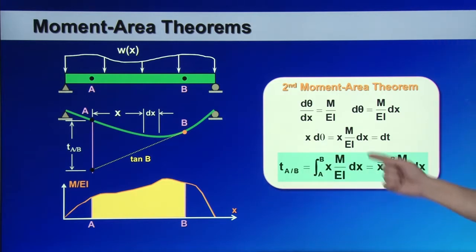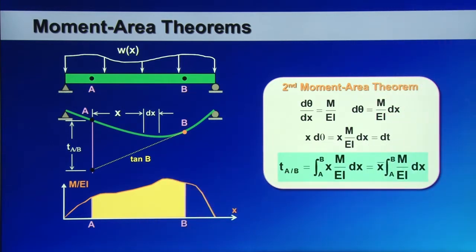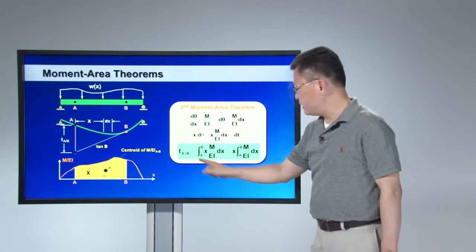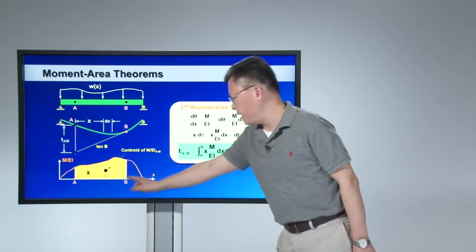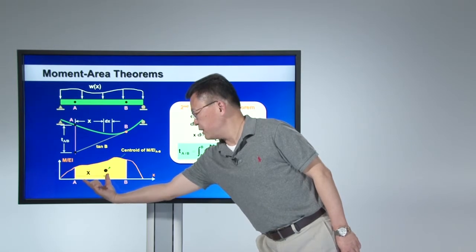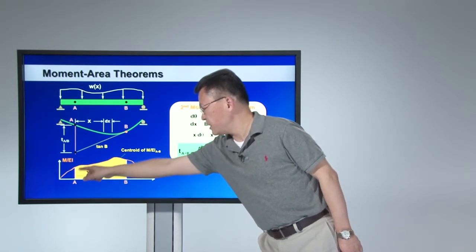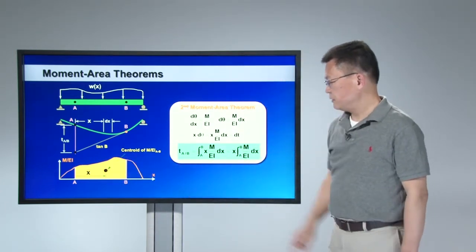Mathematically, this integration is equivalent to having the area underneath M over EI between A and B multiplied by the centroid distance measured from point A. So instead of doing this integration, what I can do is find the centroid of this area first, and then calculate this distance measured from A to the centroid and multiply that distance by the area of this yellow area.